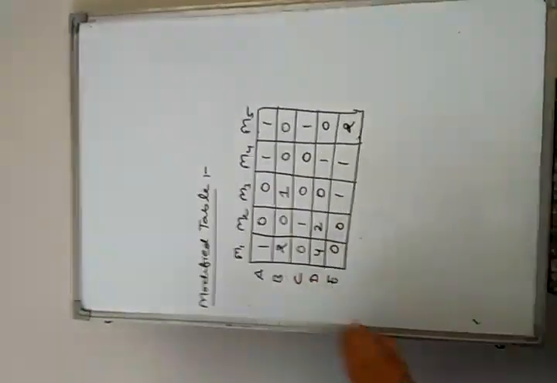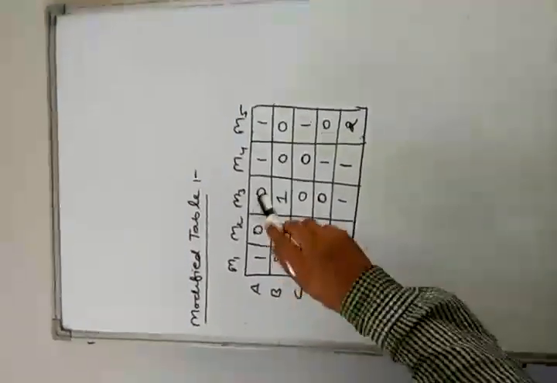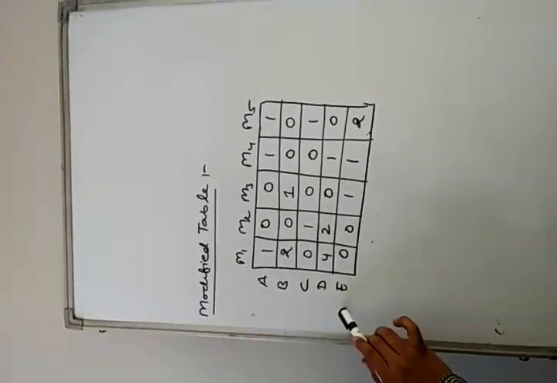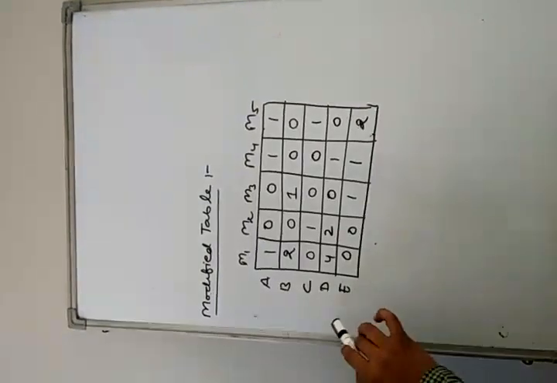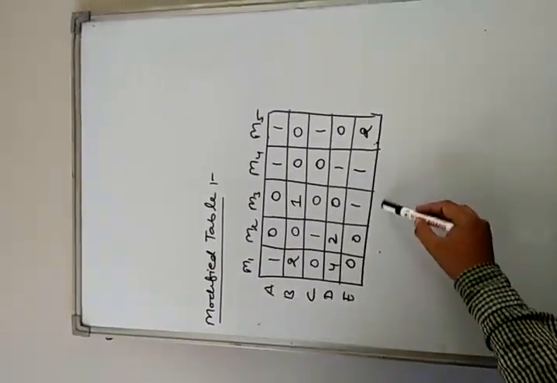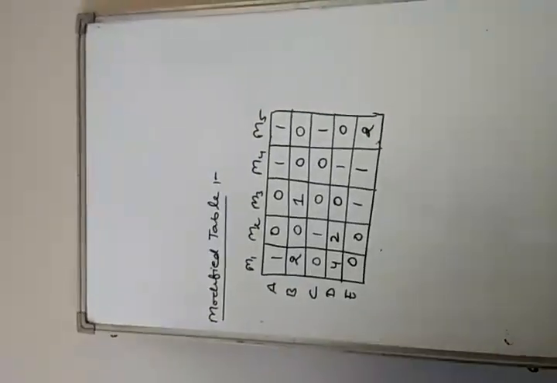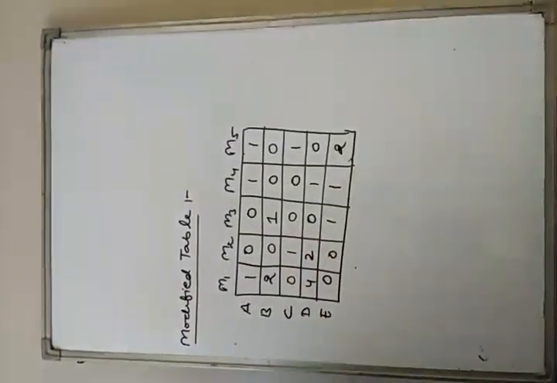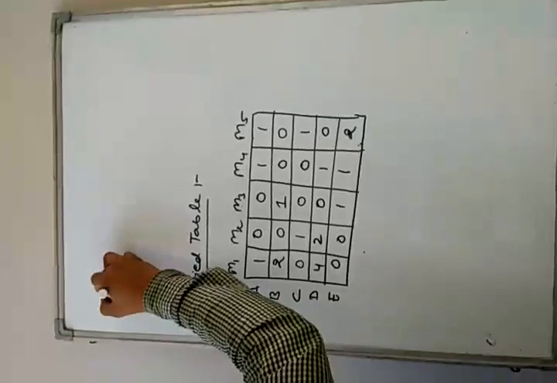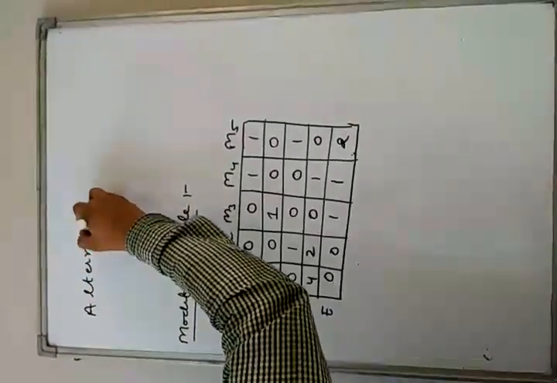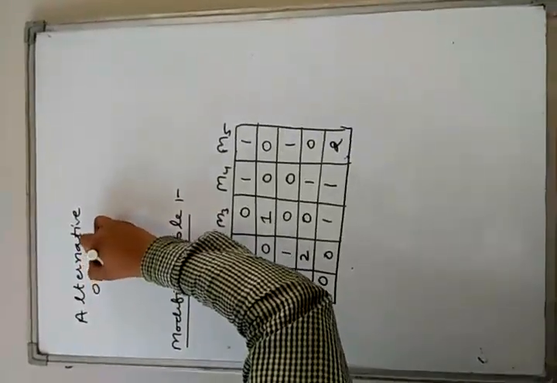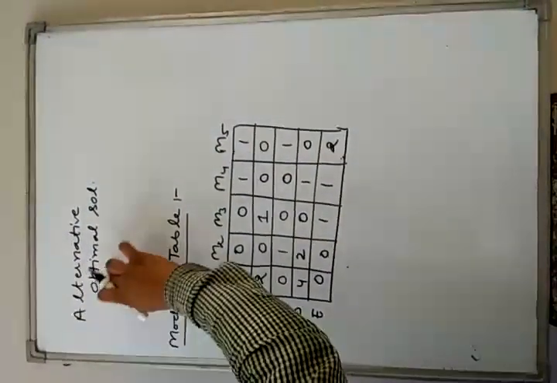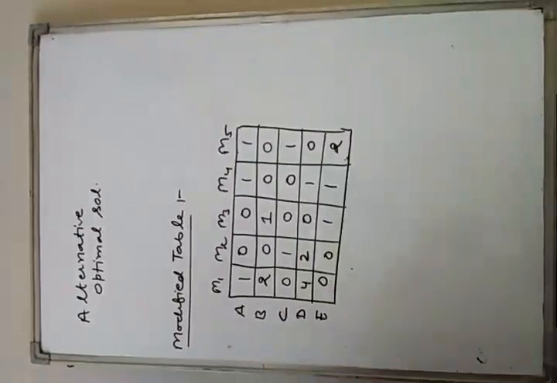To make assignments, we first look for a row in which a single zero lies. Here in this row, 2 zeros, 3 zeros, 3 zeros, 2 zeros, 2 zeros. No row has a single zero. Then we look column-wise: 2 zeros, 3 zeros, 3 zeros, 2 zeros, 2 zeros. Therefore, there is no single row or single column in which a single zero lies. This is the case of an alternative optimal solution, which we will discuss later on.